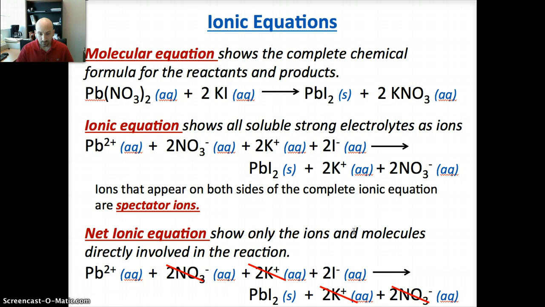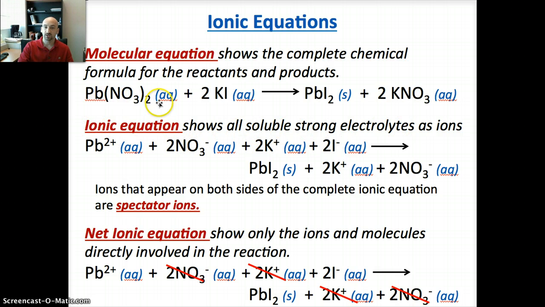When we write equations for reactions in aqueous solutions, we need to identify if the dissolved substances are molecules or ions. We have this molecular equation shown at the top, which really just shows the complete chemical formula for the reactants and the products. So for example, here we see lead nitrate plus potassium iodide forms lead iodide and potassium nitrate. But the molecular equation tells us nothing about their ionic character. The ionic equation actually shows all soluble strong electrolytes as ions. So anything that's a soluble strong electrolyte is going to ionize.